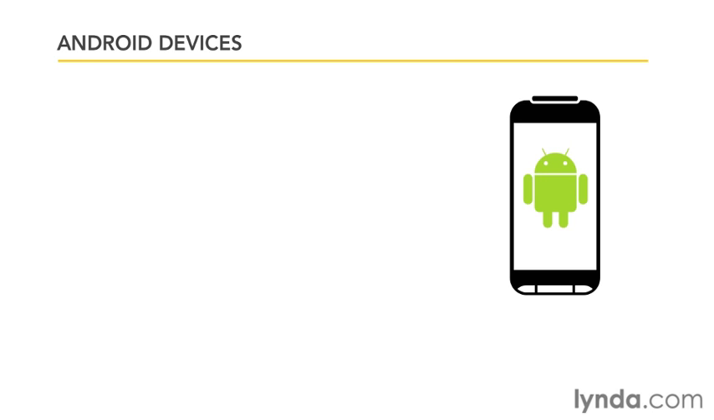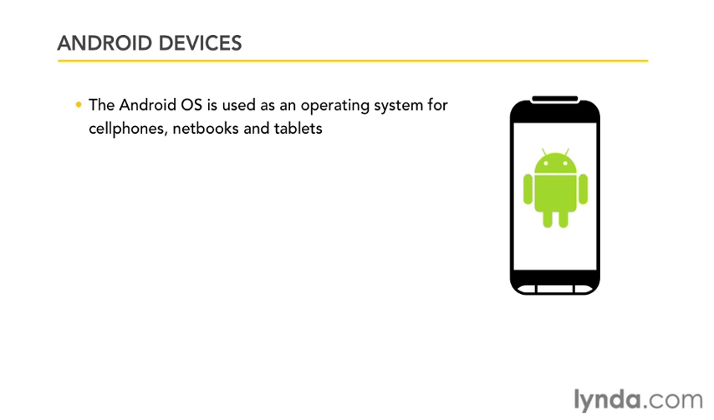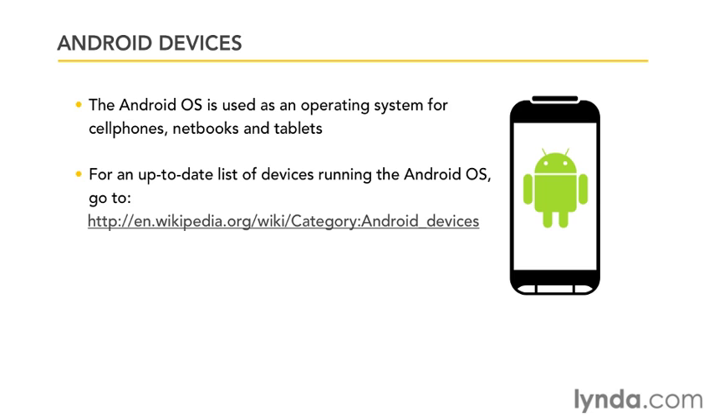operating system. The Android operating system can be used on cell phones, netbooks, and tablets, so it can be used in a variety of devices. And for a complete list, I'd like to point you to the Wikipedia link. There's a long list since, again, it is constantly being updated. It's kind of hard to keep up, but know that your content really will have a wide reach.